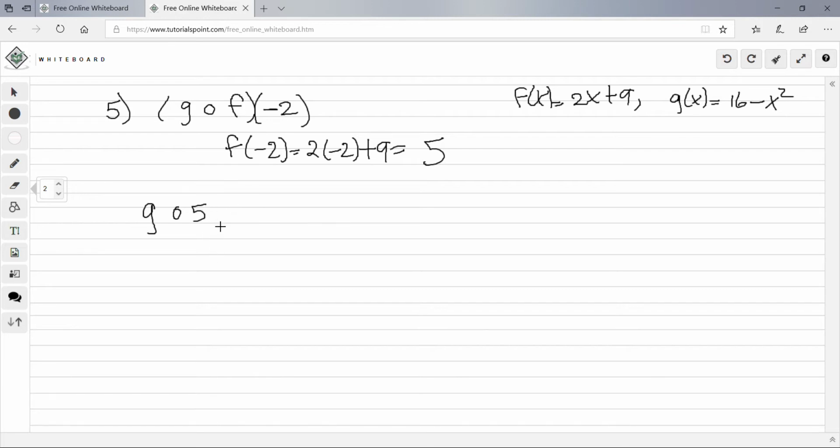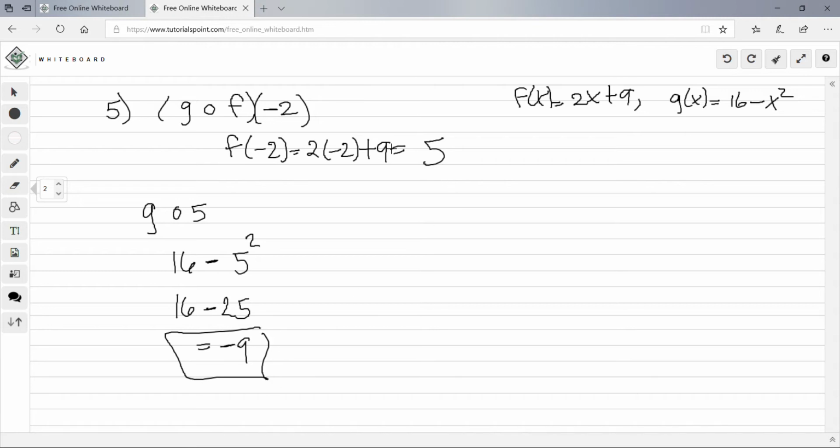So you start on the right-hand side. 5 is going inside the function g of x. The function g of x is 16 minus x squared. So wherever you see an x, you plug in 5. That's what g of 5 means. So it's 16 minus 5 squared, which is 16 minus 25. So that's negative 9.